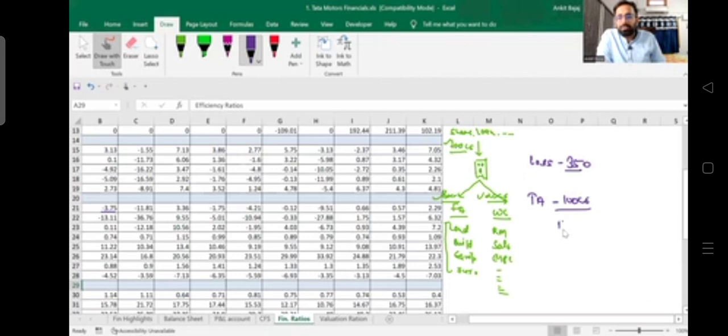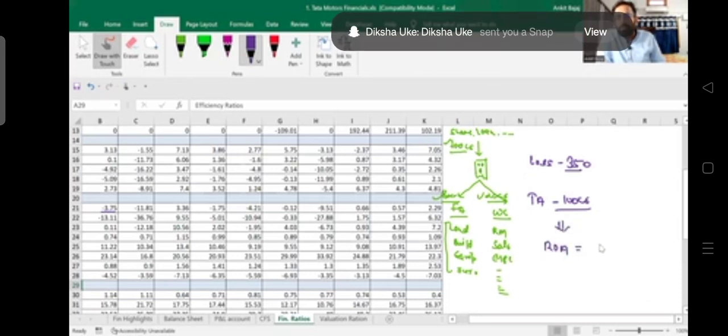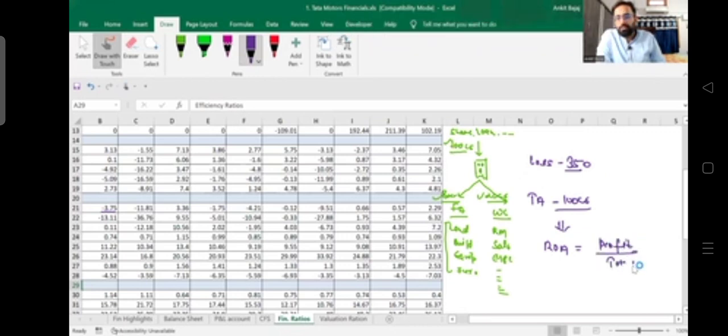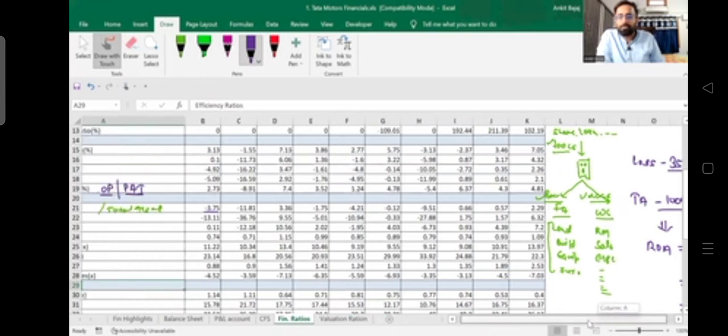Now if I ask you to calculate return on asset, what is going to be the formula? The formula is going to be profit divided by total asset. So here the company has incurred a loss, so we write minus 350 crore divided by the total asset value of 100. So you can see the ratio is going to be minus 3.5 times here.